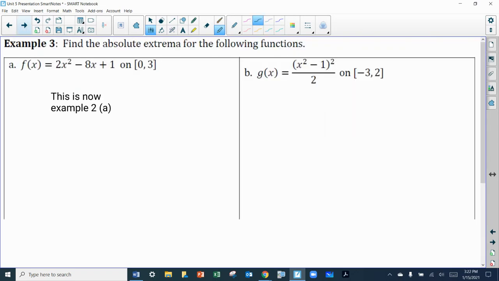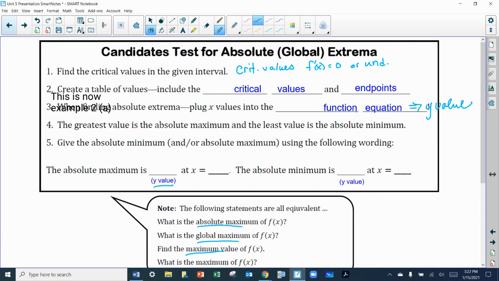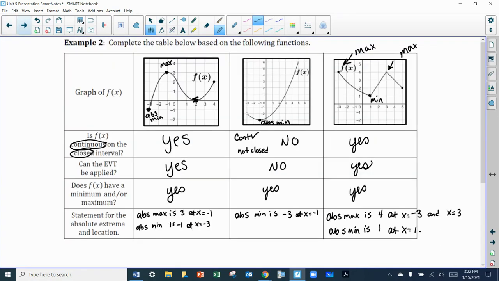How do we do these? Well, we're going to follow the protocol set forth in that candidates test for absolute. First thing it says is find critical points, then we'll create a table. So let's do it.